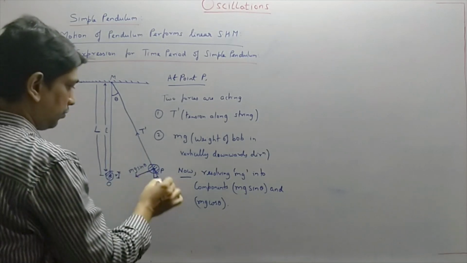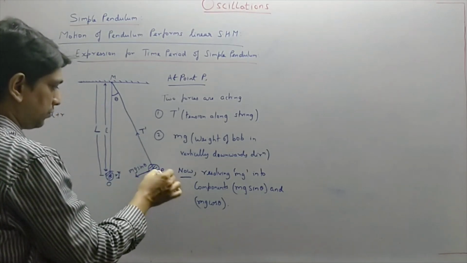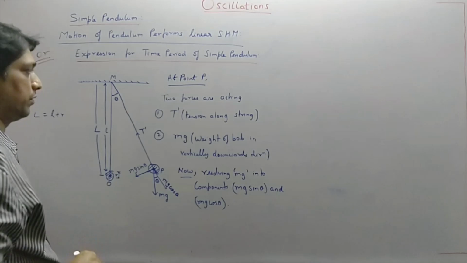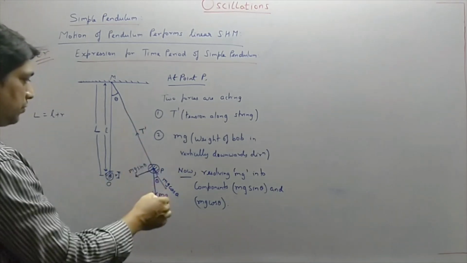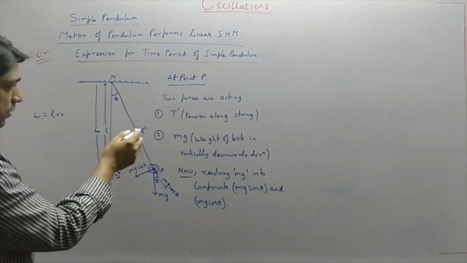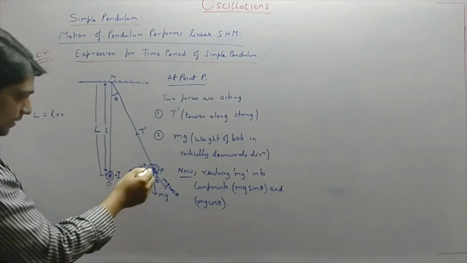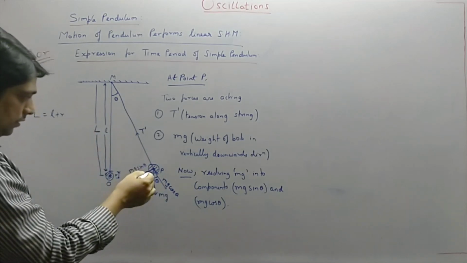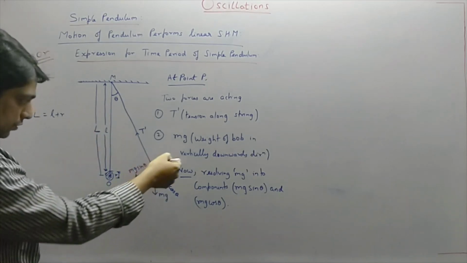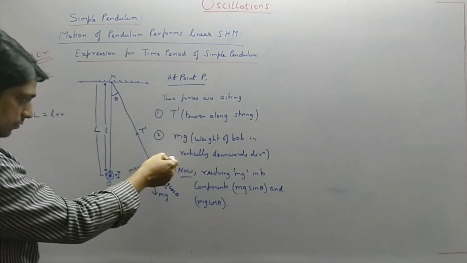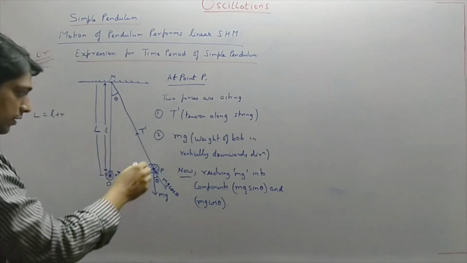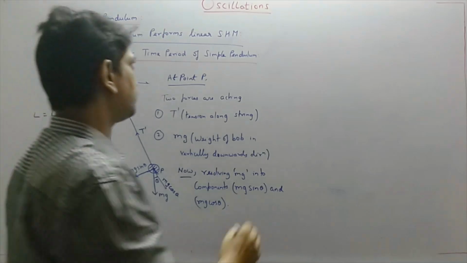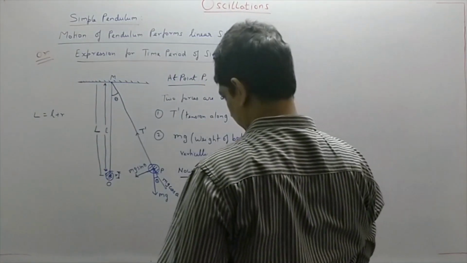Okay, mg cos theta: cos 0 is 1, so it becomes mg. So weight mg will be in the downward direction, which will balance the tension in the string. So the tension T dash in the string is balanced by mg cos theta at this point, and mg sin theta is the unbalanced force which is bringing the bob back to the mean position. So mg is resolved into two components. Hence we get the equation.